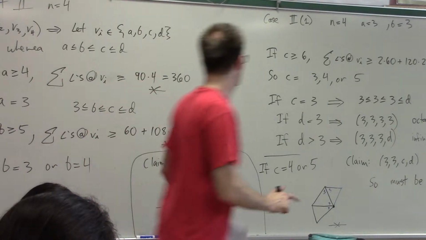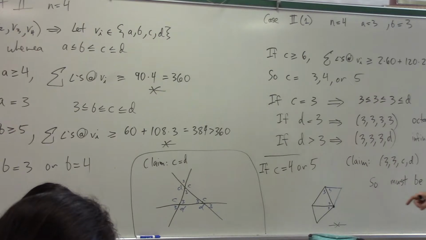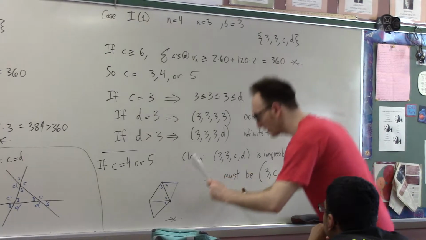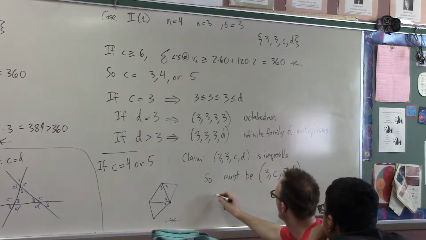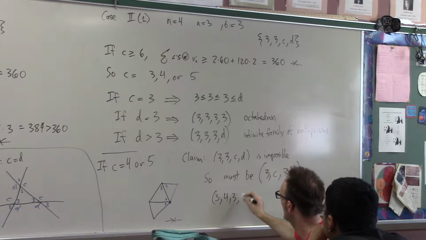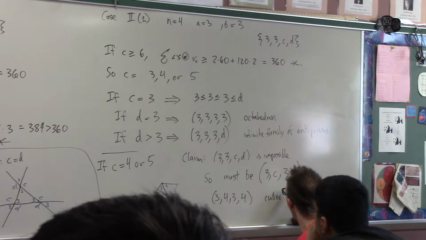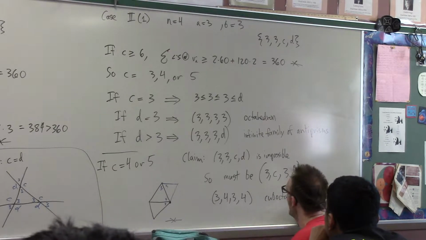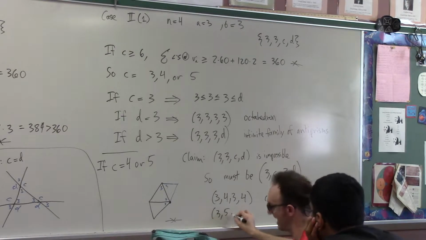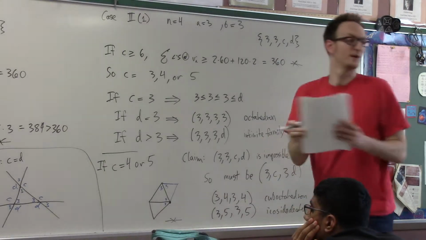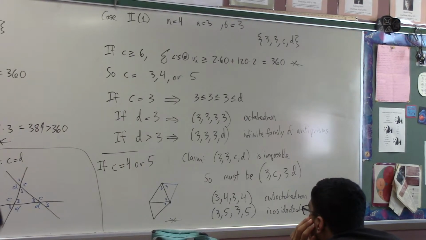Alright, so once we conclude that C has to be 4 or 5, and that C has to be D, and they have to go in this orientation, then there are only 2 possibilities left. 3,4,3,4, what's that? Cuboctahedron. And 3,5,3,5, which is the icosidodecahedron. We're not far away at all. Only 2 pages left.